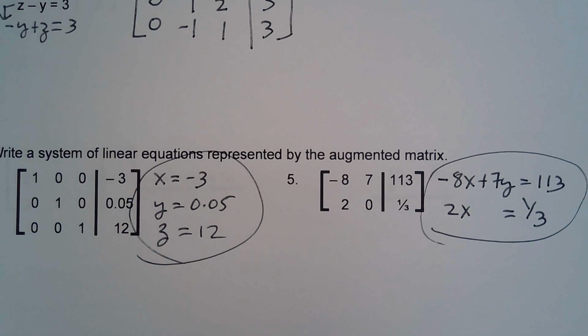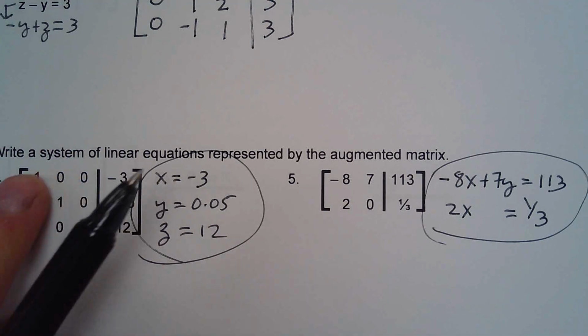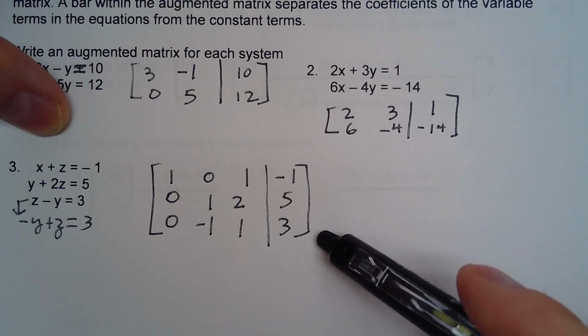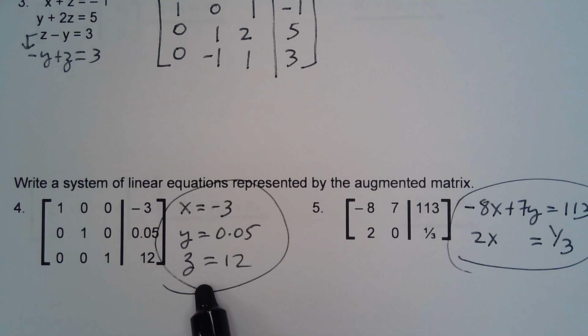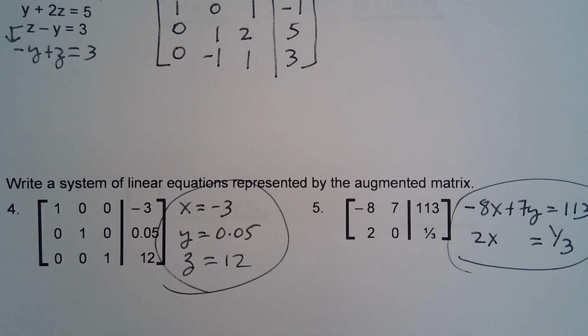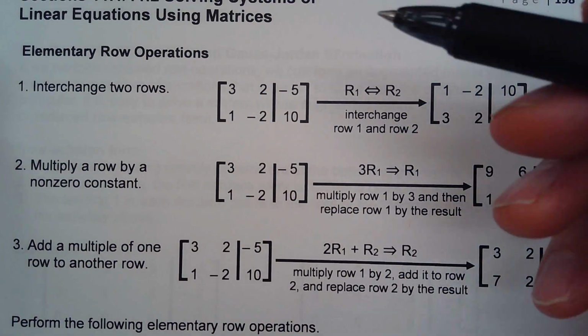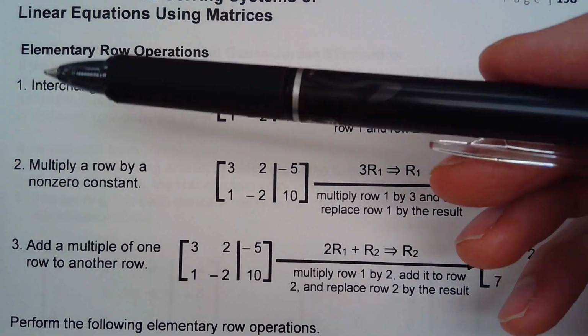Now something to notice is that you want to eventually get your matrix in this form, because then you can just read off the answers. So we want to take matrices that look like this or look like this, and transform them into something that looks like this. For us to be able to do that, we need to look at what row operations we're allowed to do. So these are our elementary row operations. We can do these operations without affecting the solution.